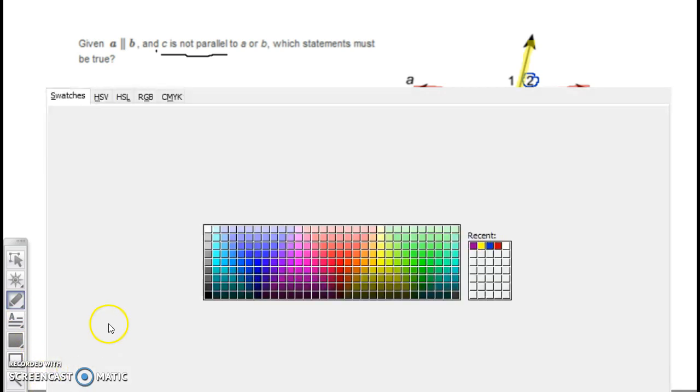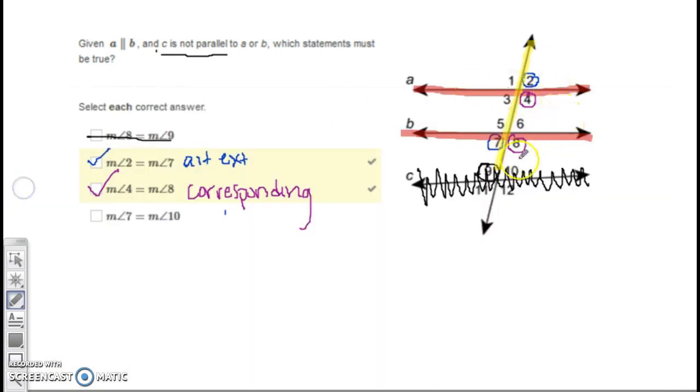And then we have 7 and 10. And again, 10 is down here. That's a distractor. 7 and 10, those aren't even on parallel lines, so there's not going to be any special relationship between them.